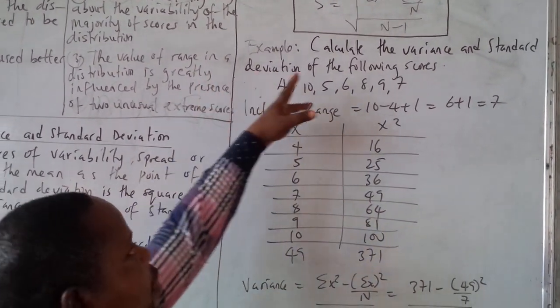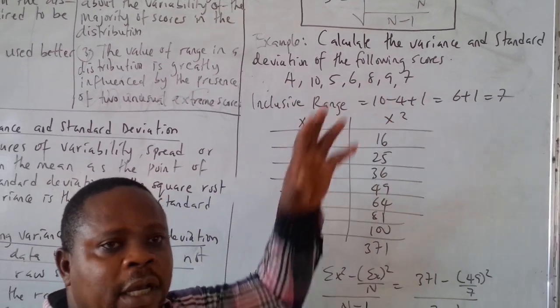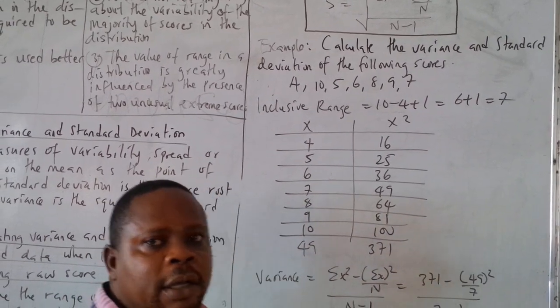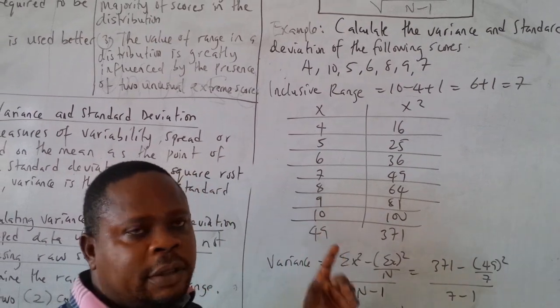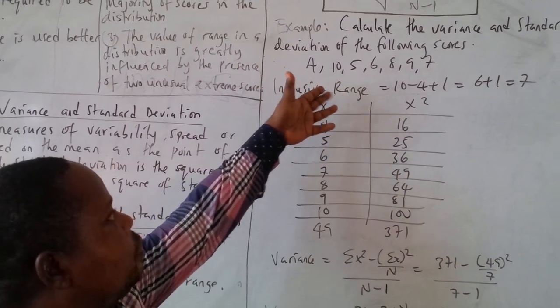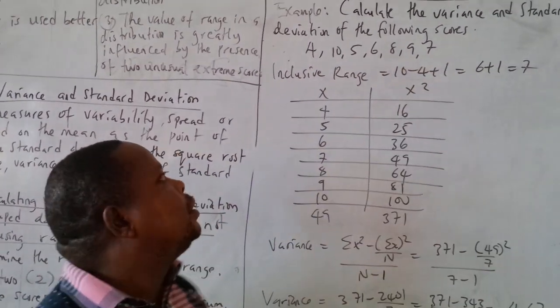Now there's an example here. Calculate the variance and standard deviation of the following scores. Like I said, calculation of variance and standard deviation go together because the standard deviation is just the square root of variance. And so these scores are given here. There is a distribution here: 4, 10, 5, 6, 8, 9, 10.